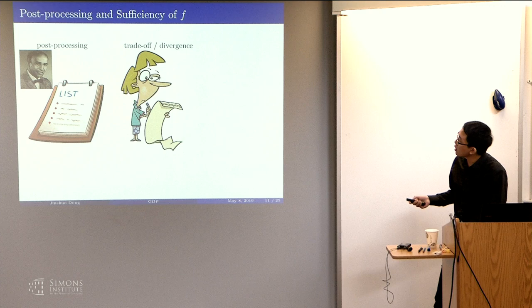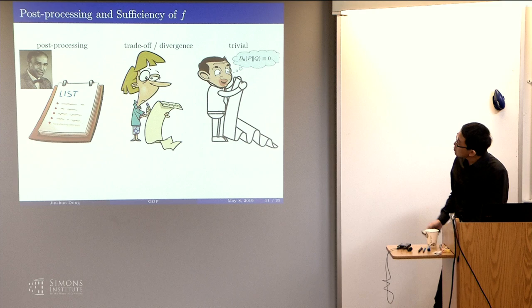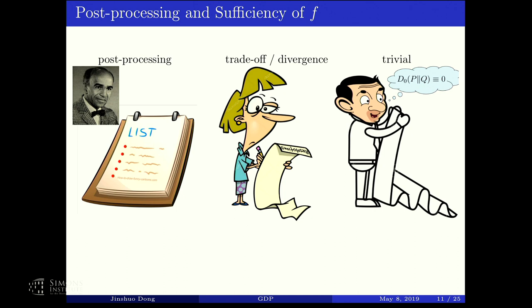But maybe Mr. Bean comes and says, well, why don't I have the longest possible list by using this trivial divergence? Everything is equal to zero. So that every inequality is valid. So that's the longest possible list. This one is not informative at all, right? So maybe this suggests that the list cannot be too long.